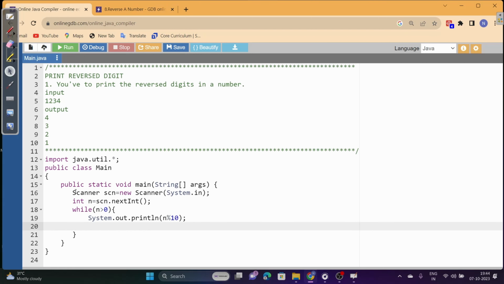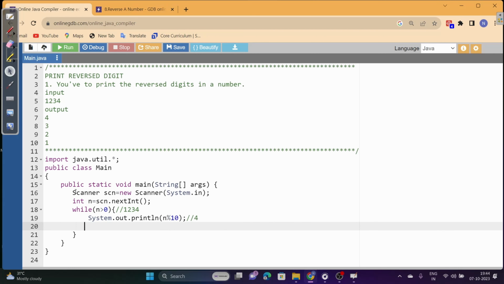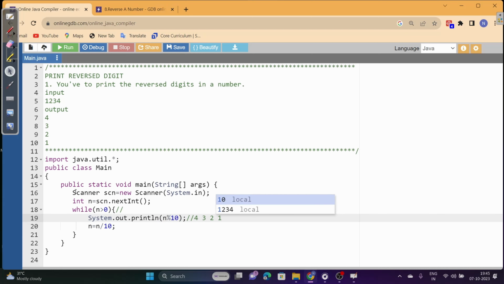Once I got the last digit, let me see how my n becomes. This is my n, 1234. In this case, I have printed 4. After I have used 4, I am going to destroy that 4, right? So how can I destroy it? n equal to n by 10. Yes, I have destroyed that 4. Now my n becomes 123. In this 123, I have printed 3. After that, n equal to n by 10 means I have destroyed this 3. So it will print the last digit 2, and then I destroy this 2. Finally 1. I have printed it, then it will be destroyed, the condition will fail, and the while loop will terminate.